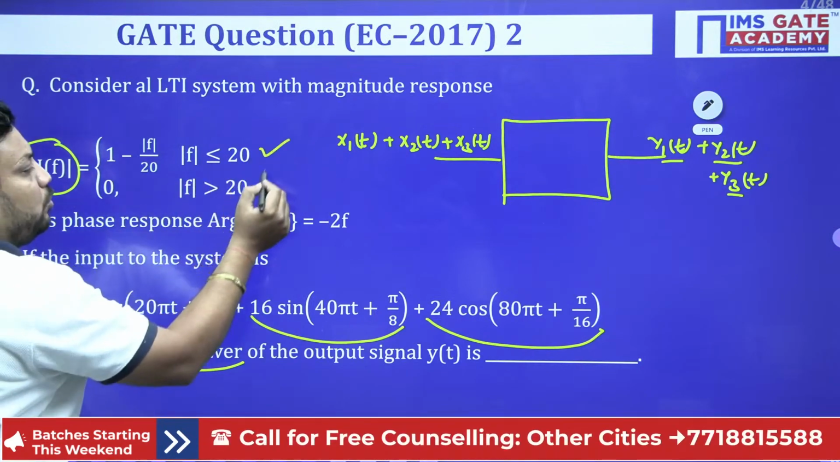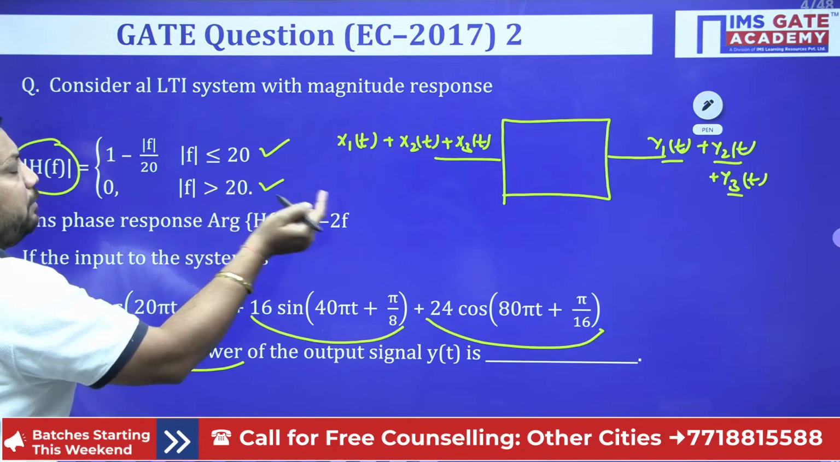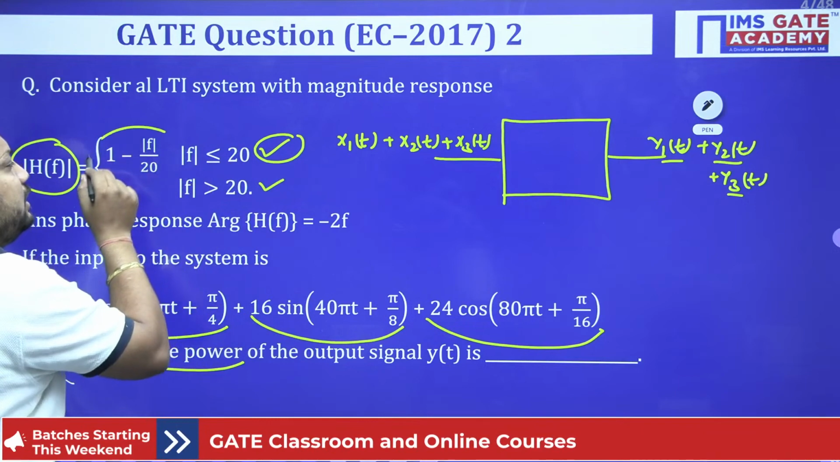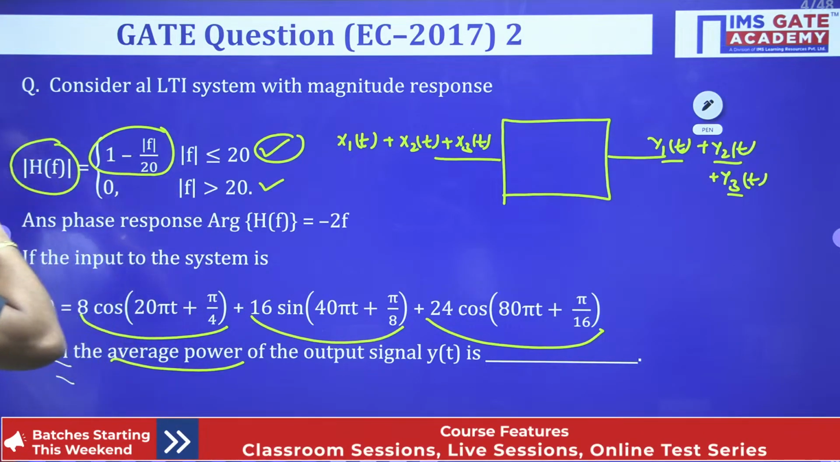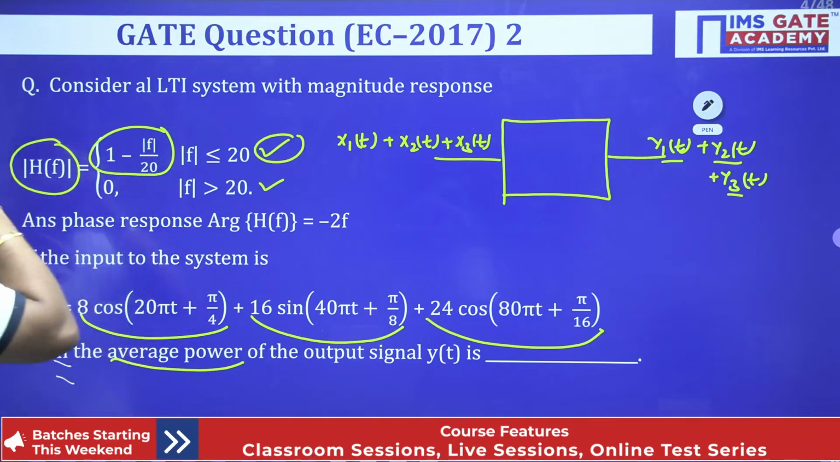We have two regions. The first region is magnitude of f less than or equal to 20. Because the frequency is 10, it will lie in this category. It means here 1 minus magnitude of f by 20. Because the f value is 10 right now, 10 by 20 is half, so 1 minus half is half.